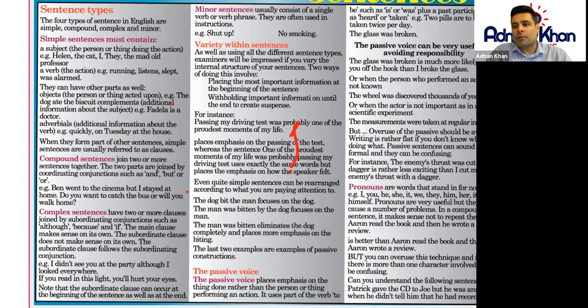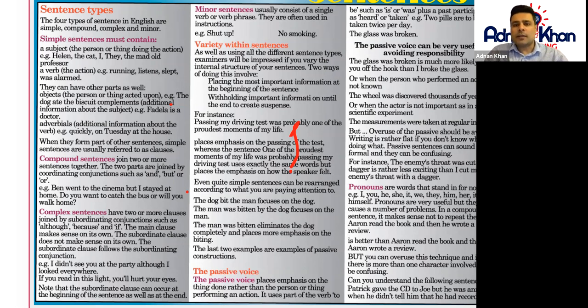Moving on to the fourth example, which is in the middle of your screen, right at the top, it says minor sentences. These usually consist of a single verb or verb phrase. A phrase is like a short sentence with a few words. They're often used in instructions. So if you were to give a command to someone to say, shut up, that's a command, all right? That's going to be a minor sentence. If you put up a command to say, no smoking, that will be a minor sentence because you're only using a single verb or a short phrase. A short phrase means a few words.